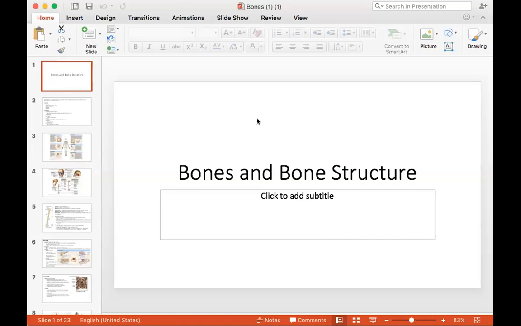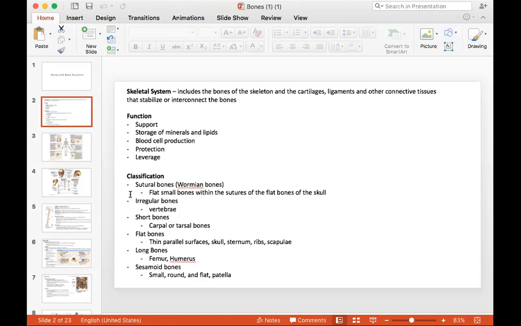So we're going to start with bone and bone structure, bone tissue, and then I'll be posting other PowerPoints on different bones throughout the body, the skeletal system. So we'll go through the skull, all the bones there, and the holes, and all the different bones in the body, and different major landmarks and things for that. But so we'll start with the bones and bone structure.